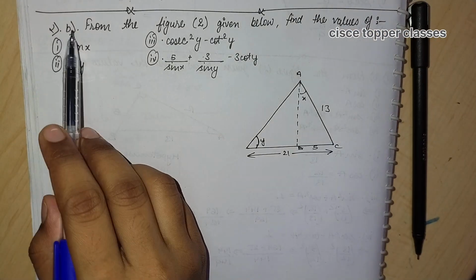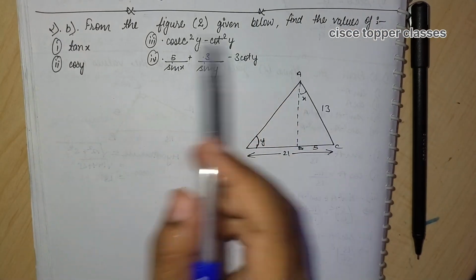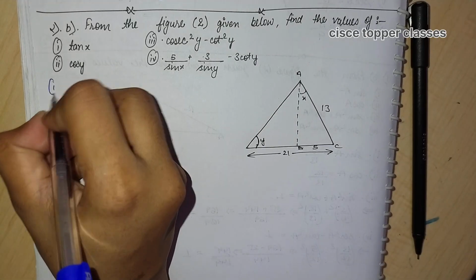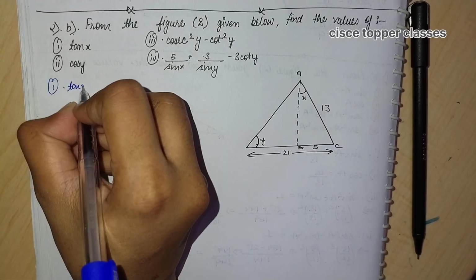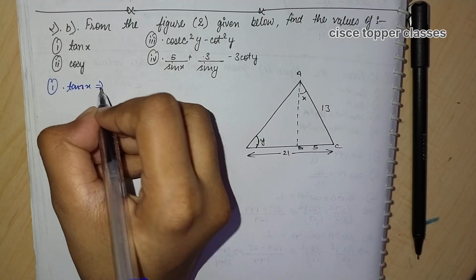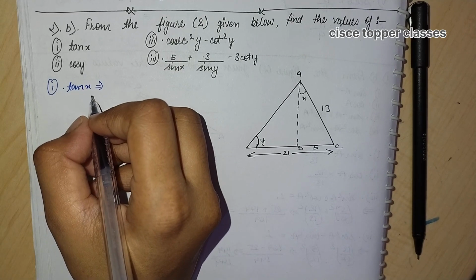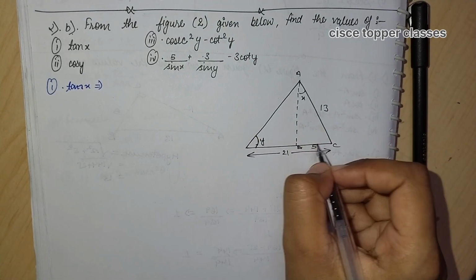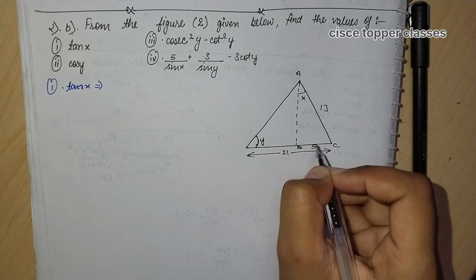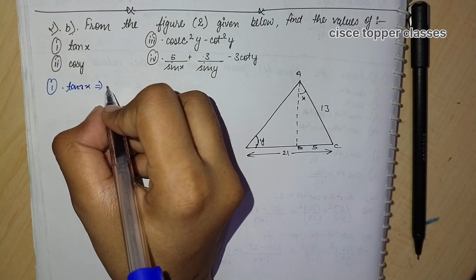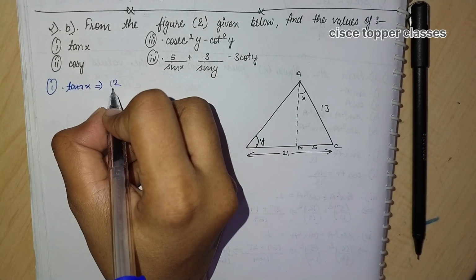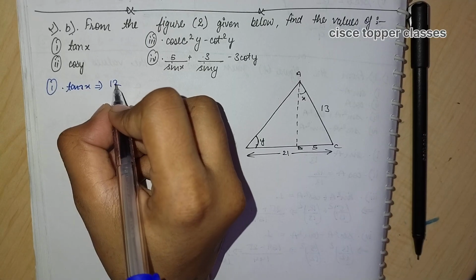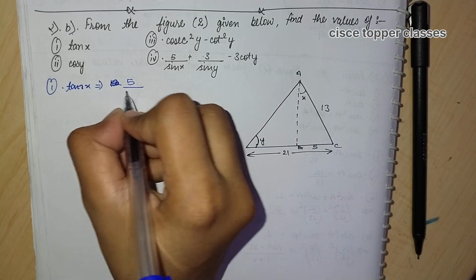Let us solve here the second part from the figure given below. Find the value of tan x. So tan x we can write as perpendicular by base. Here perpendicular will be, if we subtract 13 square minus 5 square, 12. So tan x will be 5 by 12 we can write.